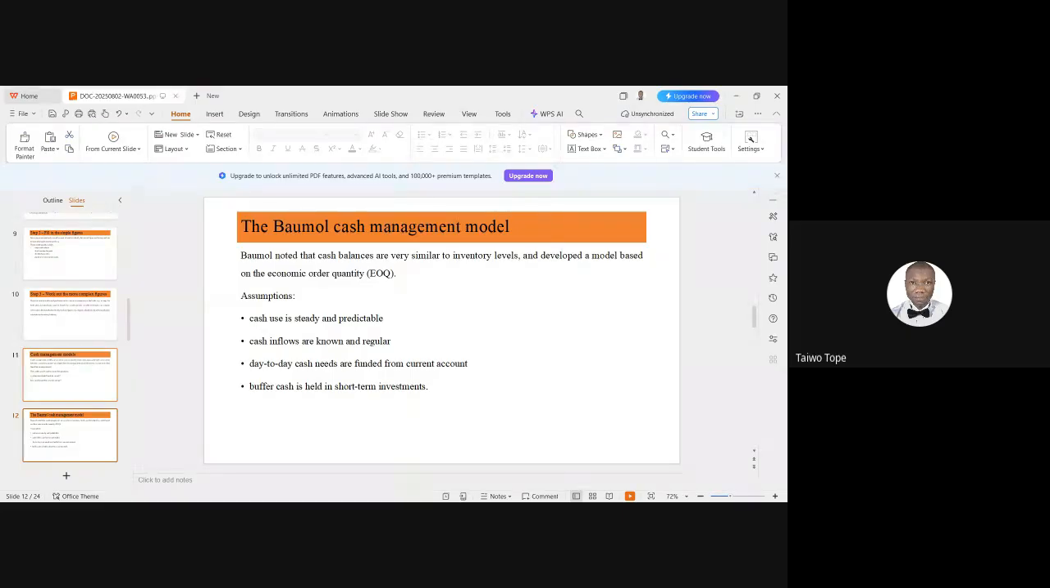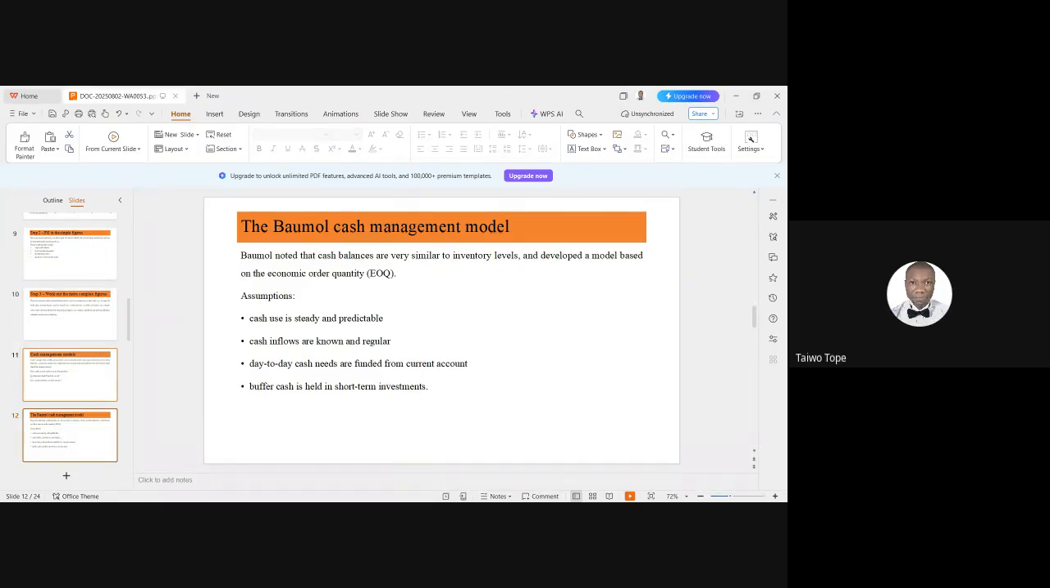What is buffer cash? What is buffer cash from your knowledge of buffer stock? Buffer will now be idle cash. Okay. So buffer cash, idle cash. That is the buffer and the cash reserve.